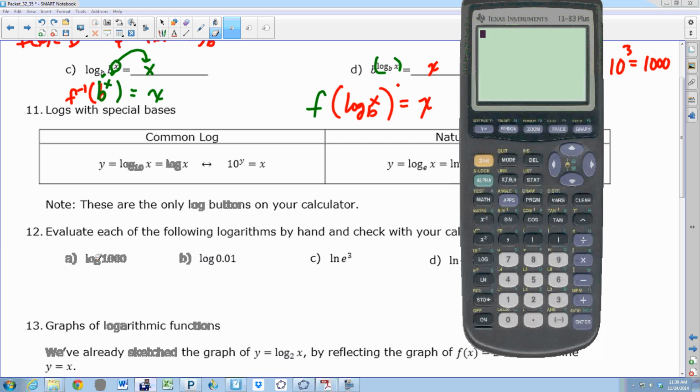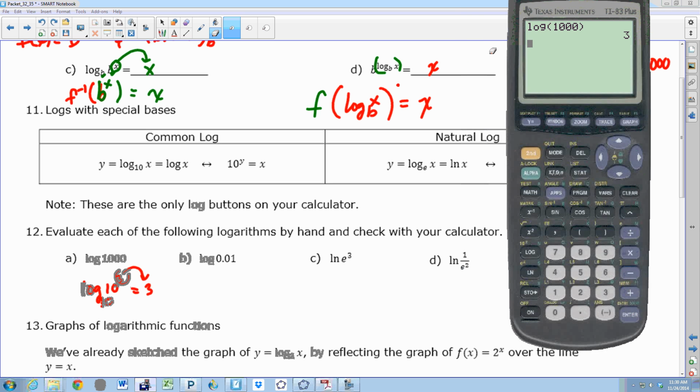So if you're trying to figure out log of 1,000, this tells you the base is 10. We know we don't even need a calculator, hopefully, to do this. If you put in a little 10, you're saying, what do I raise 10 to get 10 to the third? 3. I lift off my exponent. But if you wanted to do this on your calculator, you hit this big log button here, log of 1,000 is 3.